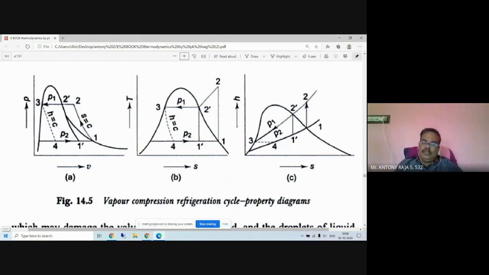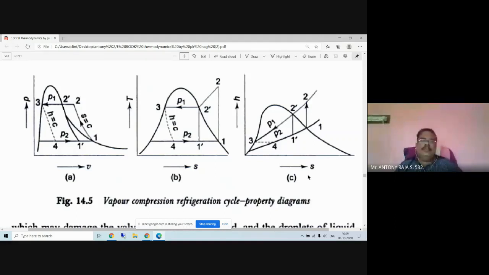But what about the pressure during the throttling process? Pressure decreases from P1 to P2. Therefore, point number 3 is on the line P1 and point number 4 is on the line P2. Pressure decreases; P2 is less than P1. So point 3 is on pressure line P1, and point 4 is on pressure line P2. You check this. Like that, analyze the PV diagram, the TS diagram, and the enthalpy entropy diagram. So these are the vapor compression refrigeration cycle processes as represented in all the property diagrams.